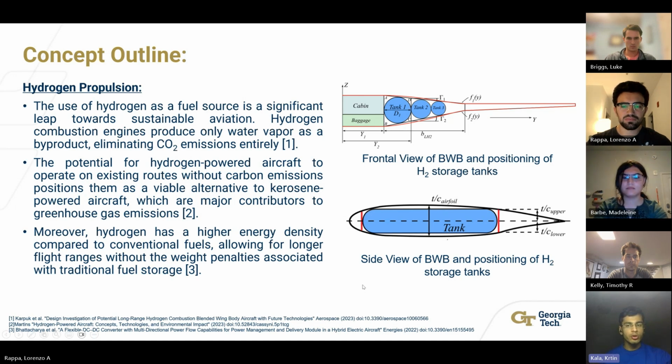Further, positioning the engine on top of the fuselage significantly reduces the acoustic emissions because the airframe works as a shield of engine noise from the ground, which is not observed in traditional tube designs. Next slide.